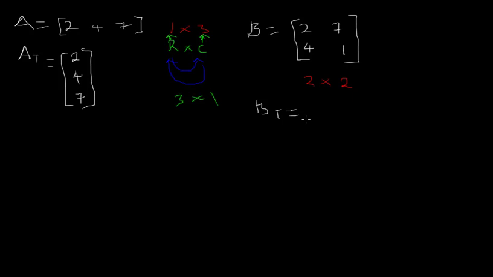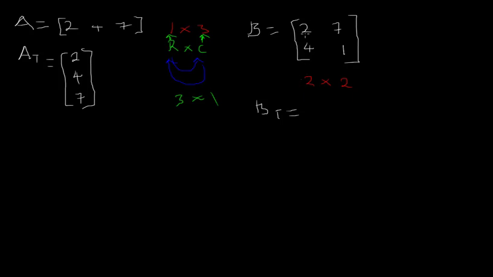what would be the order of B transpose? Looking at this, it has 2 rows, 2 columns. The number of rows becomes the number of columns, and the number of columns becomes the number of rows. Considering the fact that it has the same number of rows and columns, this still remains a 2 by 2 matrix, but the values in that matrix will change, will swap positions. Okay, do you get me? The elements in that matrix will swap positions.